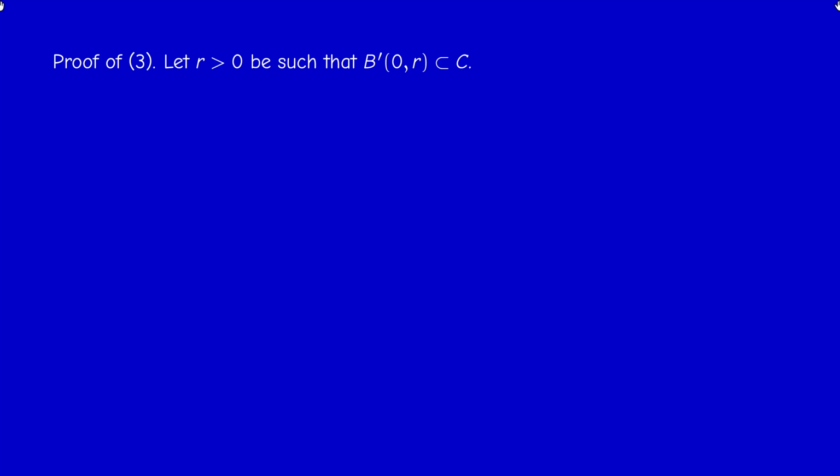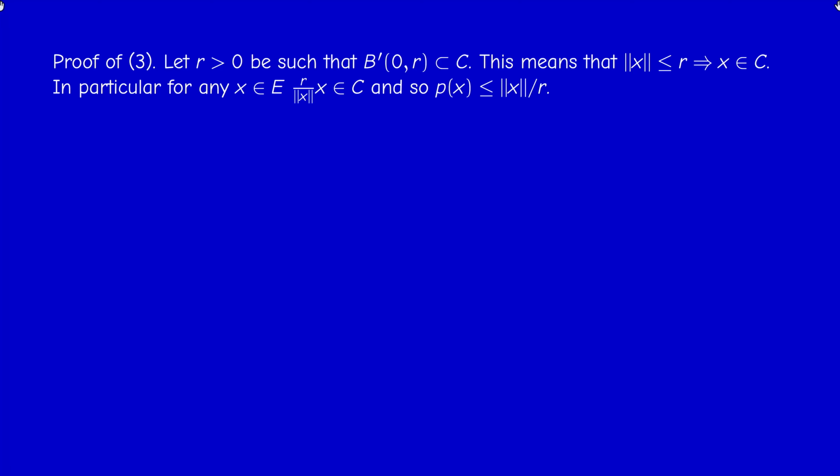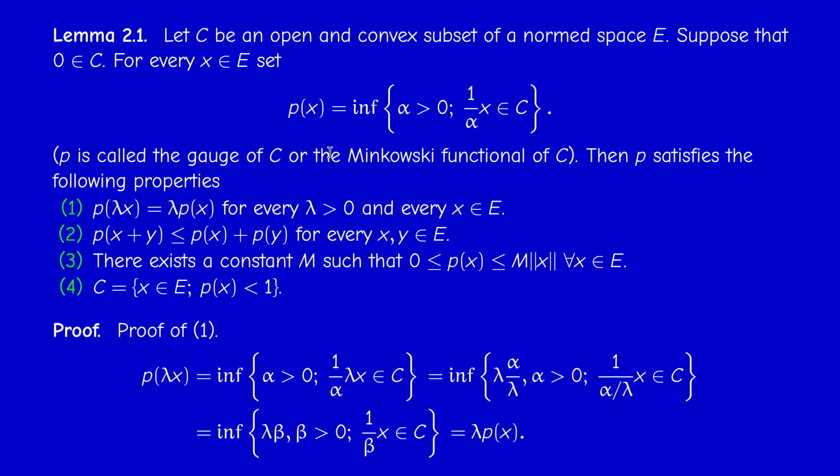Okay, since C is open and contains 0, there is by definition a ball around 0 contained in C, and we can take it closed, we can take it open, doesn't really matter. What does this mean? It means that whenever the norm of x is less or equal than r, then x belongs to C. It's just the inclusion. So in particular, since the norm of r over norm of x times x is exactly equal to r, then this guy belongs to C. Okay, and therefore we can write this as 1 over norm of x over r times x belongs to C. So the element x over norm of x over r belongs to the set. Okay, so here instead of alpha, you put norm of x divided by r.